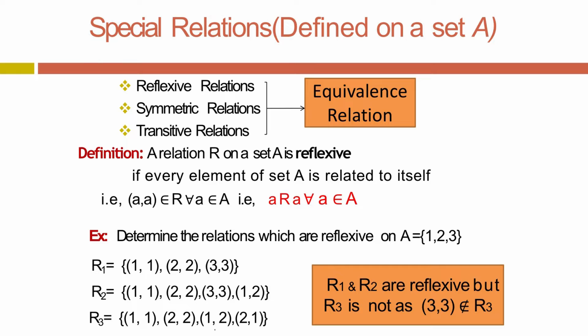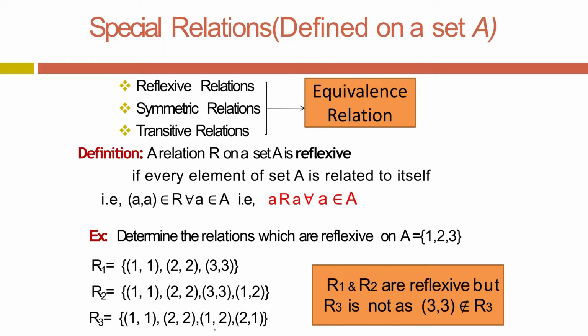In that case, with the relations from A to A, that means a relation on a set A. As per your course, there are 4 types of special relation: reflexive relation, symmetric relation, transitive relation, and equivalence relation, which is nothing but reflexive, symmetric and transitive. So, we discuss one by one.